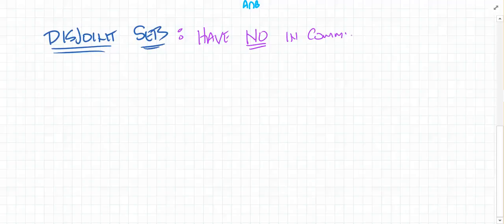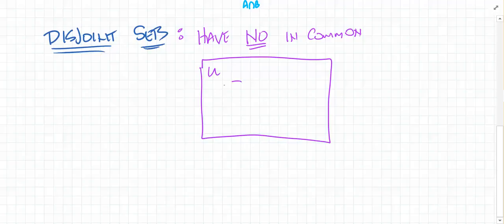So there's no symbol for it. But how would I draw two disjoint sets? Here's my universe, here's set A, and here is set B. Sets A and B are disjoint because they have no elements in common. Does that make sense?